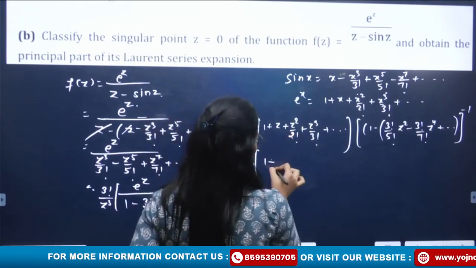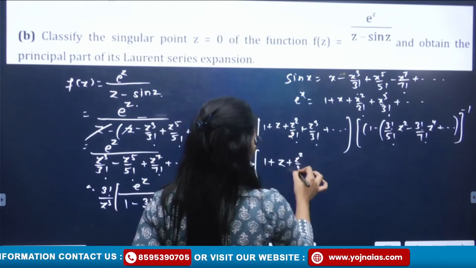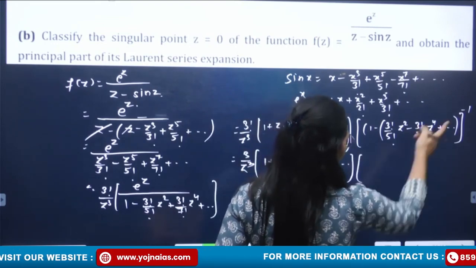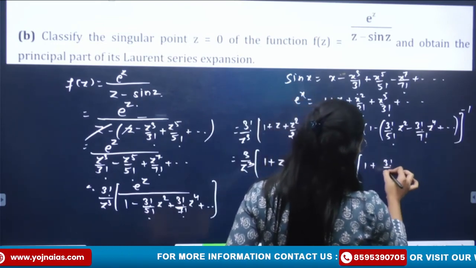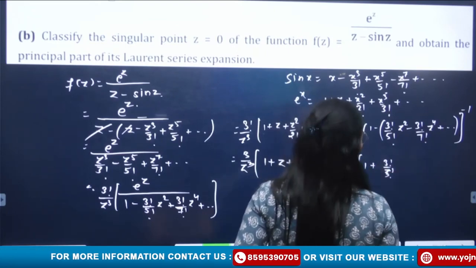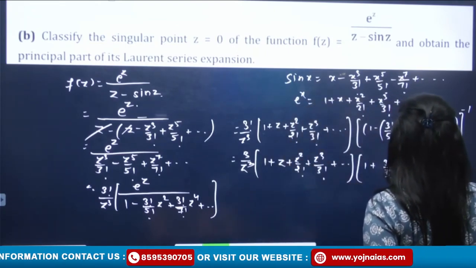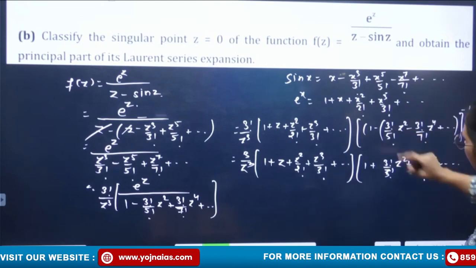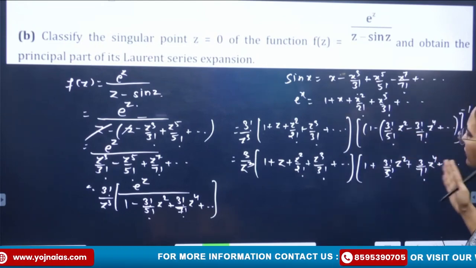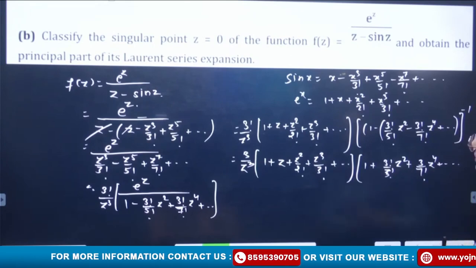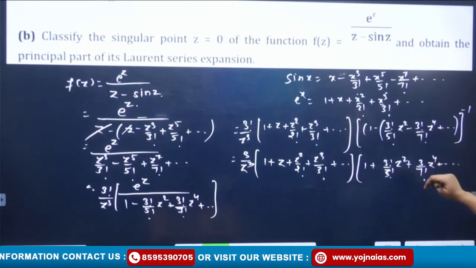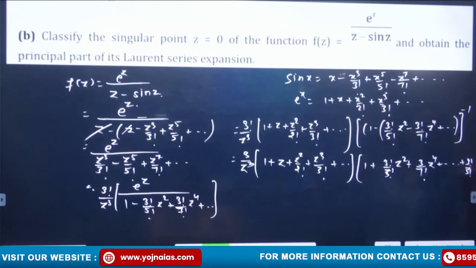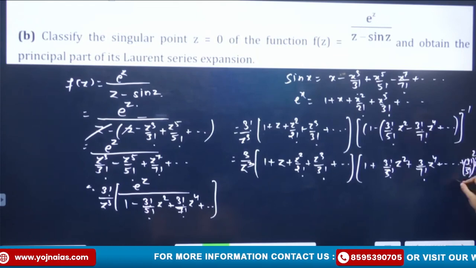So this is going to be 1 plus z plus z square by 2 factorial plus z cube by 3 factorial and so on. Here you would get 1 plus 3 factorial by 5 factorial into z square plus 3 factorial by 7 factorial into z^4 and so on. What will the second term be? It is the square, and there would be a power of z^4. We need up to z cube only, but let me write one z^4 term: that is going to be 3 factorial by 5 factorial its square into z^4 and so on.